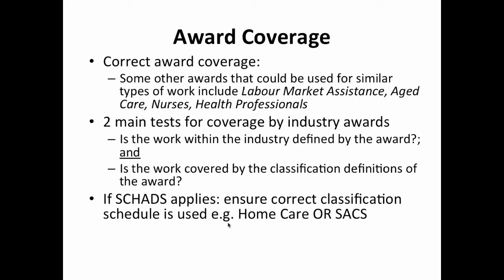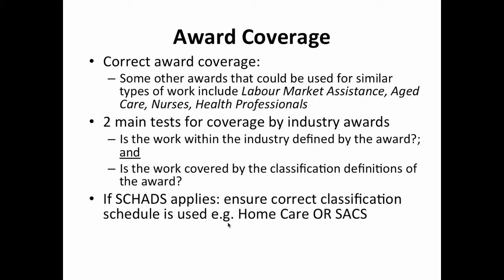One of the things to check is that you have correctly classified people under the right award. There are other awards that can be used for similar types of work, including the labour market assistants, the aged care, nurses and health professionals. And there's 2 main tests for coverage by industry awards. What we look at is, are we in the social, community, home care and disability services? So is your organisation covered under there?